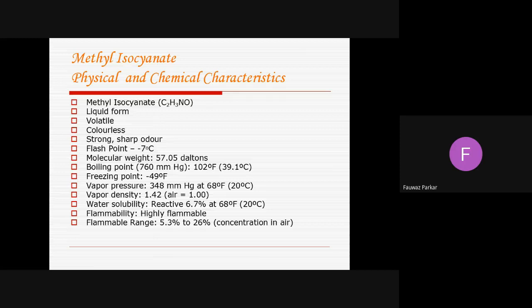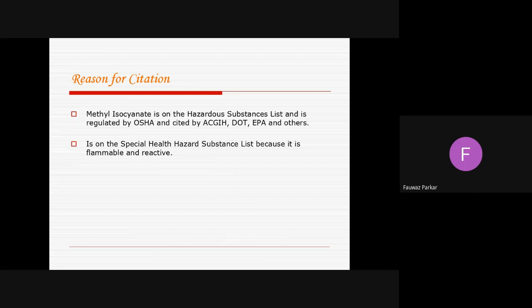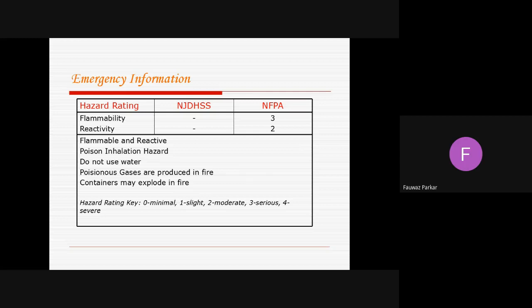Methyl isocyanate is on the hazardous substances list and is regulated by OSHA, the Occupational Safety and Health Administration, and cited by other authorities. It has to be used very carefully because it is a highly flammable substance. It is on the special health hazard substance list because it is flammable and highly reactive. These are the key indices. You can see it was rated very serious in terms of flammability, very reactive, and also moderately reactive in terms of reactivity by this organization.